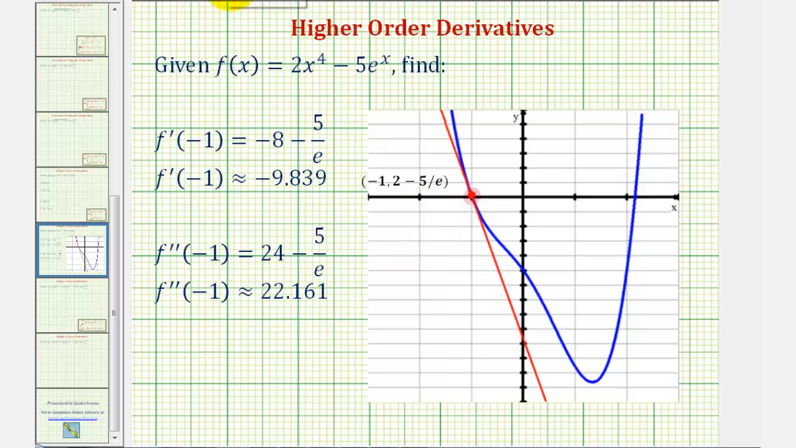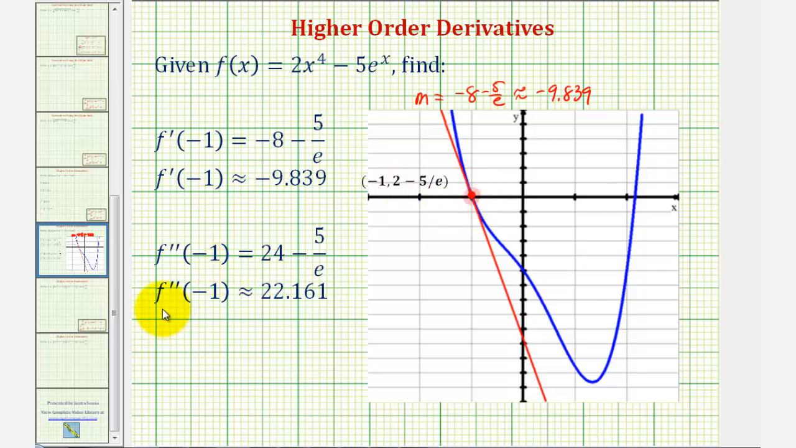line at this point. So the slope of this red tangent line is exactly negative 8 minus 5 divided by e, which is approximately negative 9.839. And also, because the first derivative is negative at this point, the function is decreasing at this point.